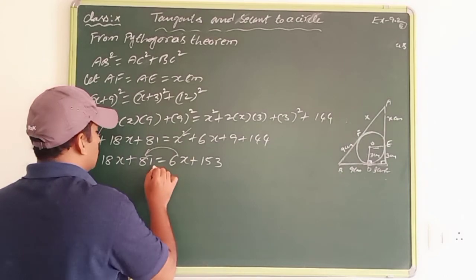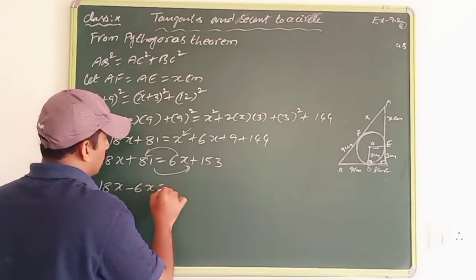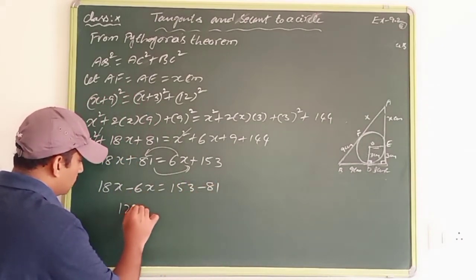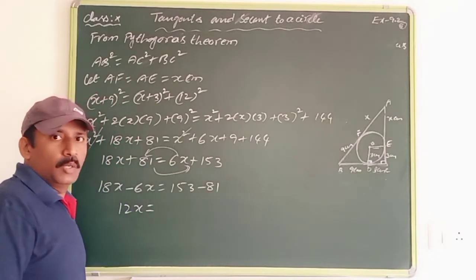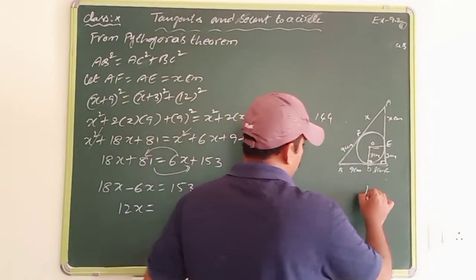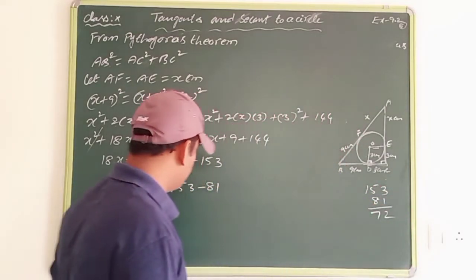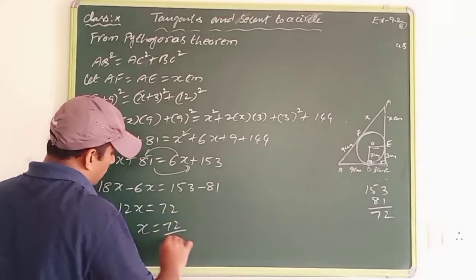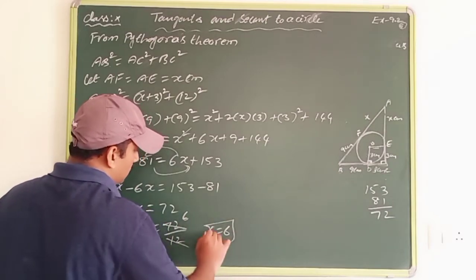So just transpose these two here. We have then 18x minus 6x is equal to 153 minus 81. So what is this? 18 minus 6, this is 12x, is equal to 153 minus 81. What do we get? 153 minus 81, 72 we can get, right? So 72. x is equal to 72 divided by 12. 12 1s are 12, 12 6s are 72. So x is equal to 6.